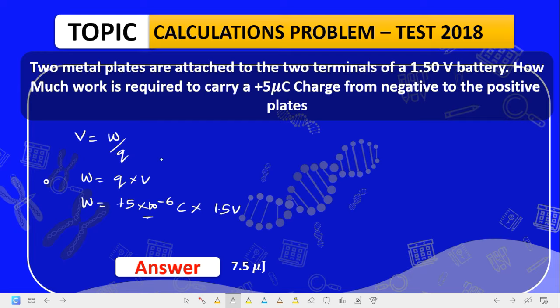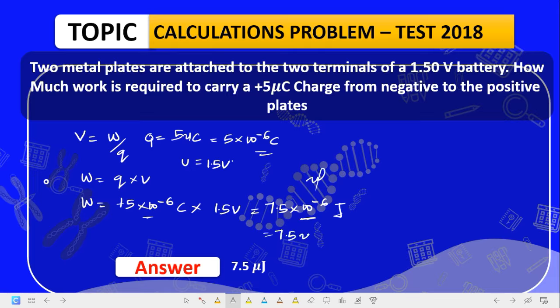The reason why I wrote this is because we are given 5 microcoulomb, which is expressed as 5 times 10 raised to the power of minus 6 coulomb. Then your voltage is equal to 1.5 volt. Multiplying the two gives us 7.5 times 10 raised to the power of minus 6 joule. Now, times 10 raised to the power of minus 6 means micro, so this becomes 7.5 microjoule. And that makes this option the correct answer, 7.5 microjoule. Now let's look at the next question.